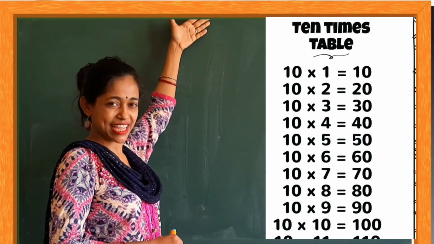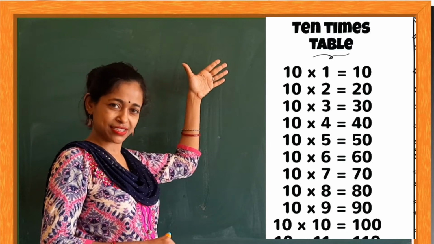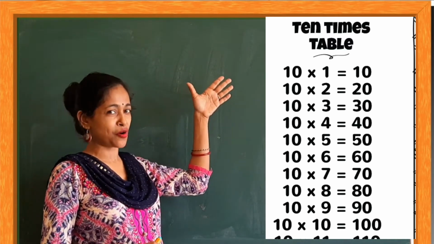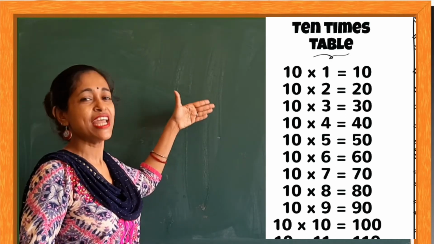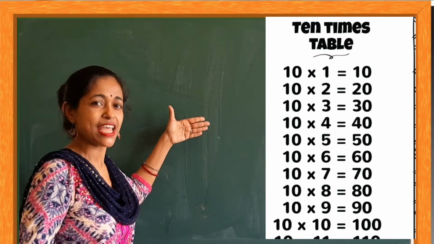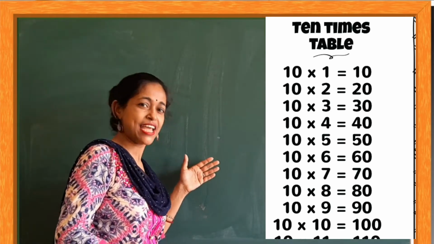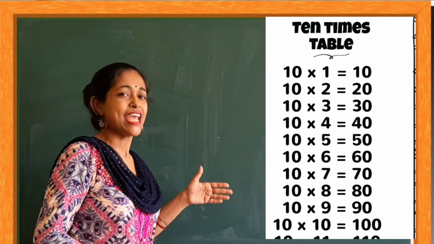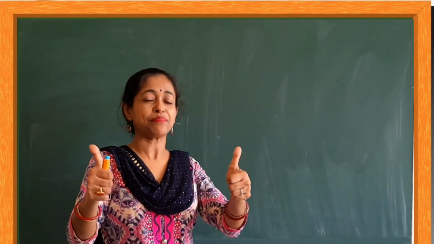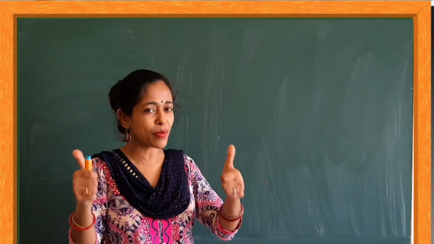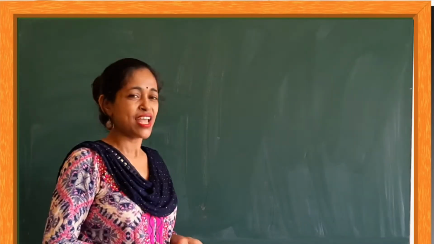10 ones are 10. 10 twos are 20. 10 threes are 30. 10 fours are 40. Repeat after me. 10 fives are 50. 10 sixes are 60. 10 sevens are 70. 10 eights are 80. 10 nines are 90. 10 tens are 100. It's lovely. You will also revise and repeat the tables at our home. Okay, my dear children? Okay.